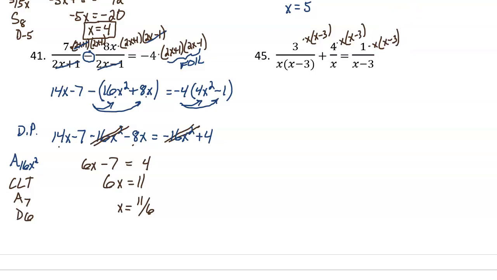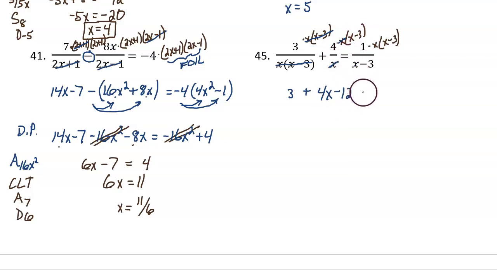There will be some canceling that happens when you do that. The x times x minus 3 cancels this one away, leaving the 3. Now we have our plus sign. Now let's work on this middle piece. The x cancels the x. What remains is 4 times x minus 3. So that's 4x minus 12.